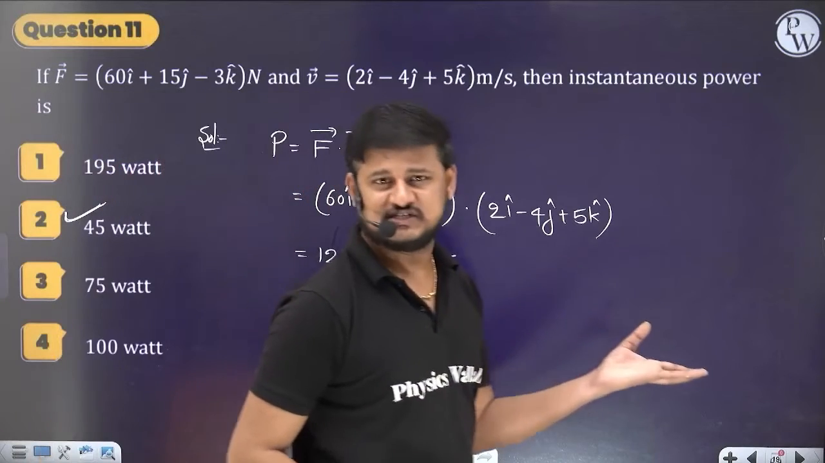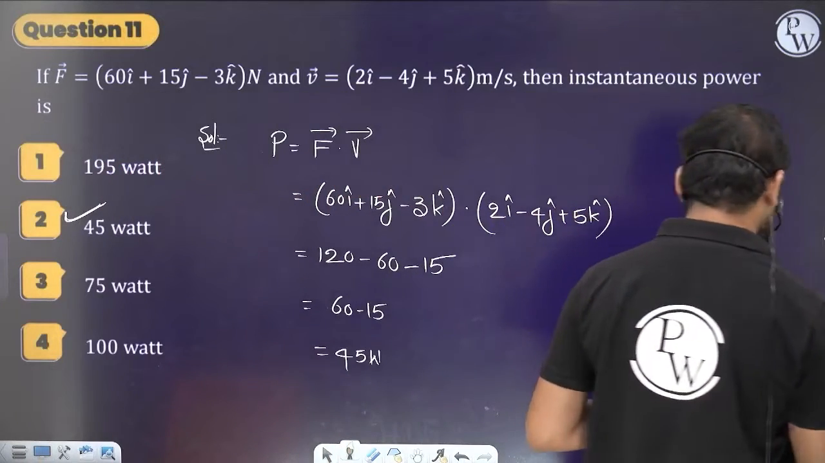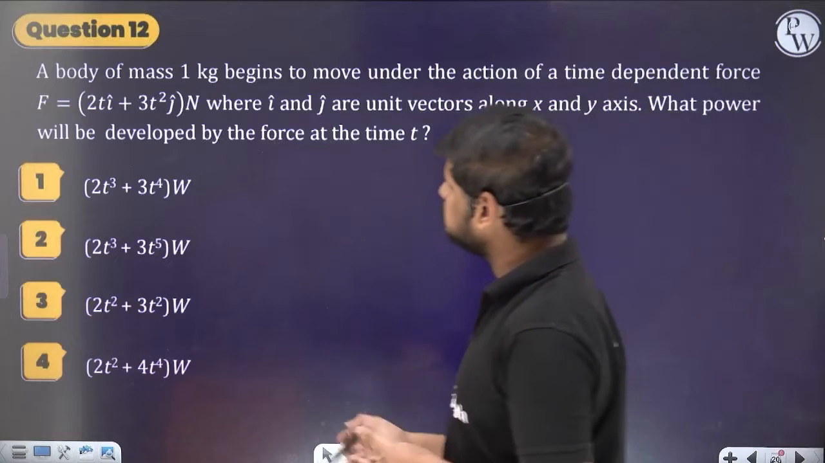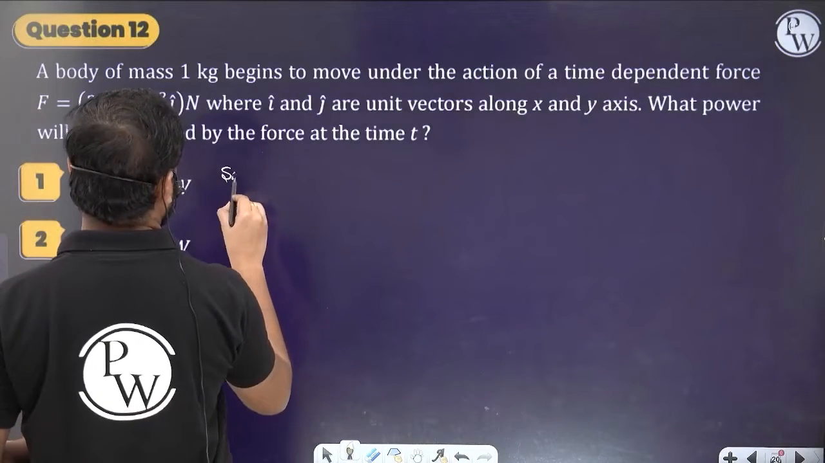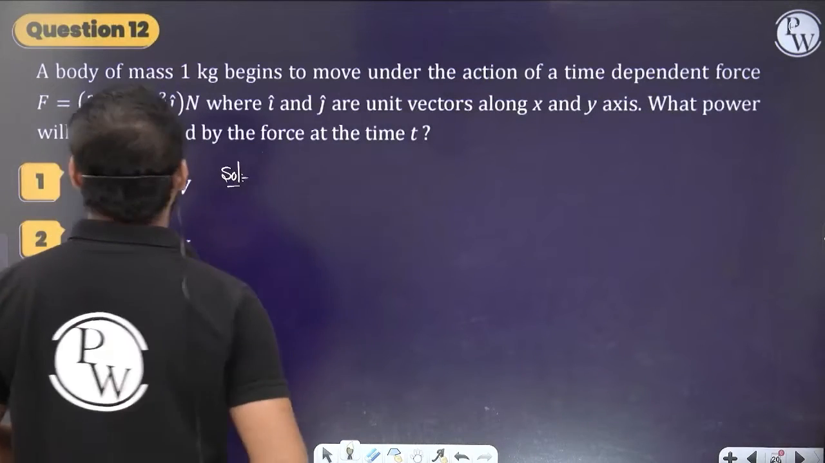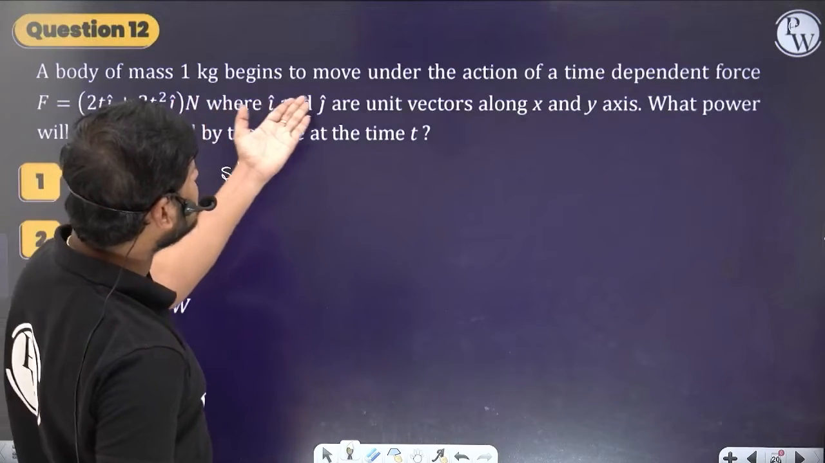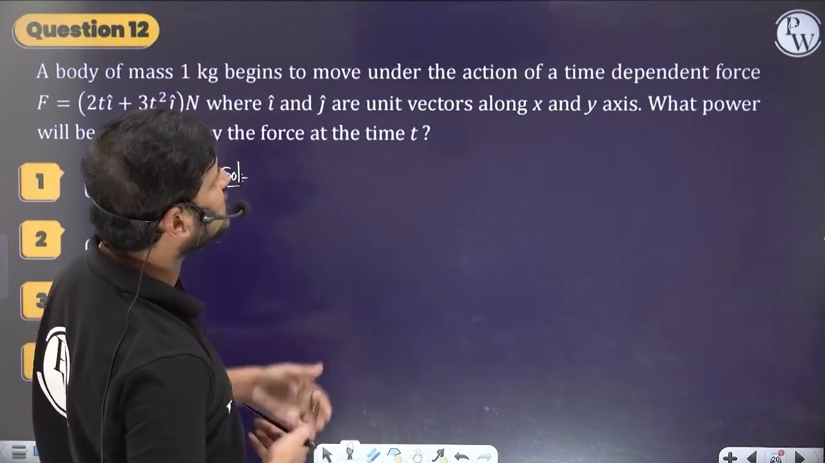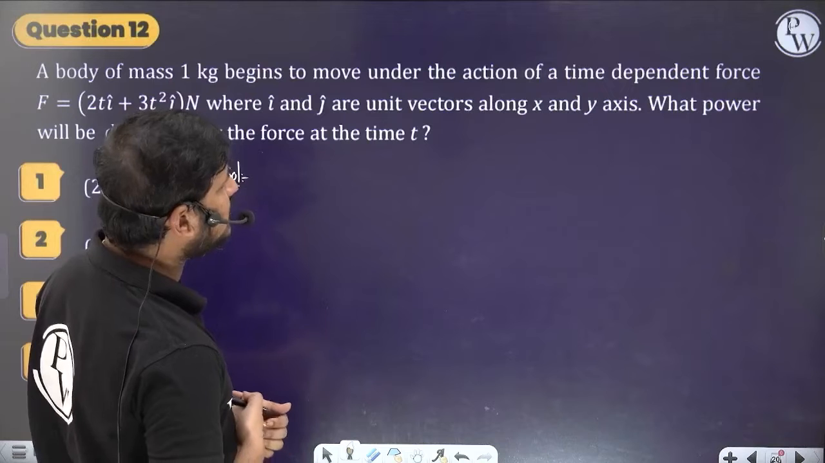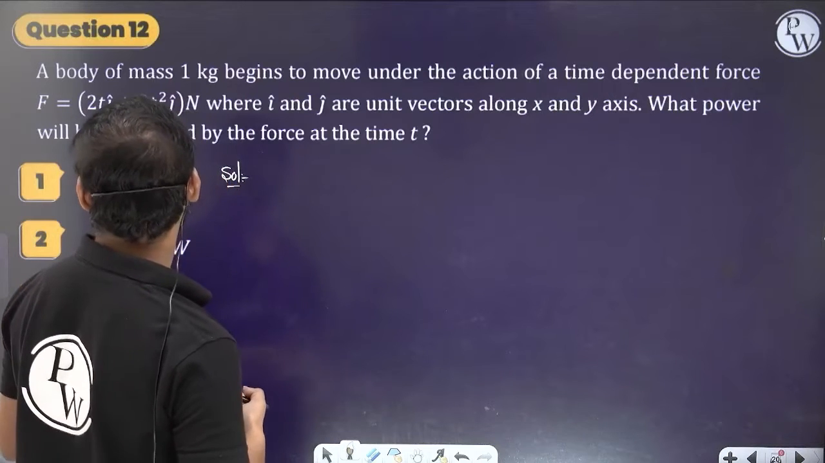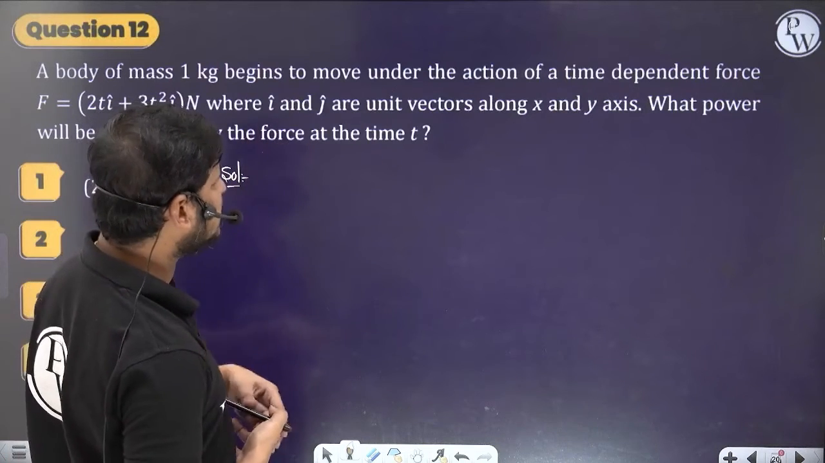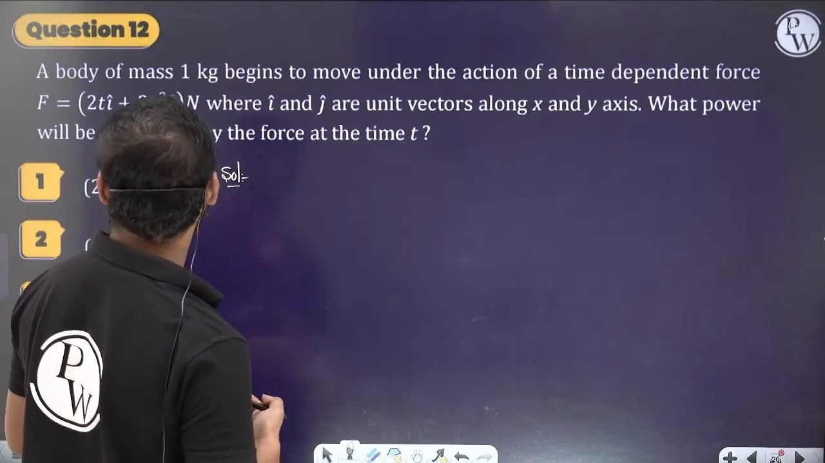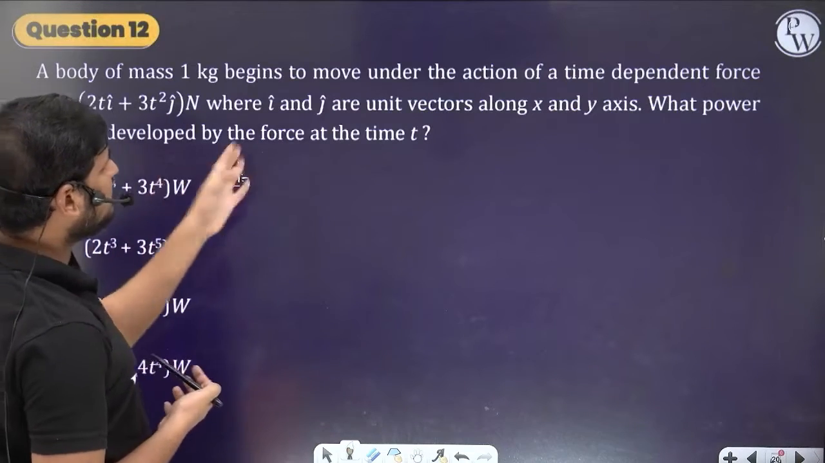Very simple questions these are all, right? Chalo, let's go for the next question. See here what the question says: a body of mass 1 kg begins to move under the action of a time dependent force F, which is given, where i and j are unit vectors along x and y. What power will be developed by the force at that time?